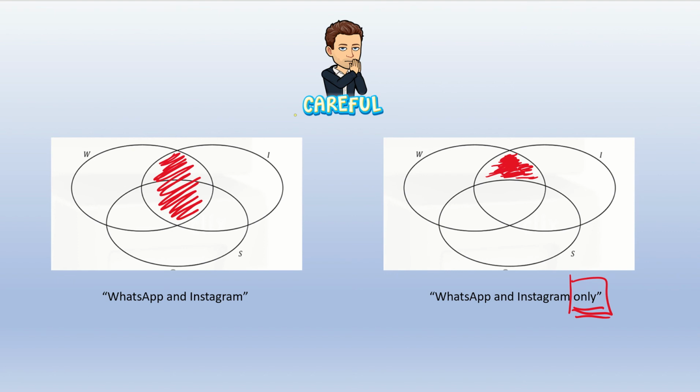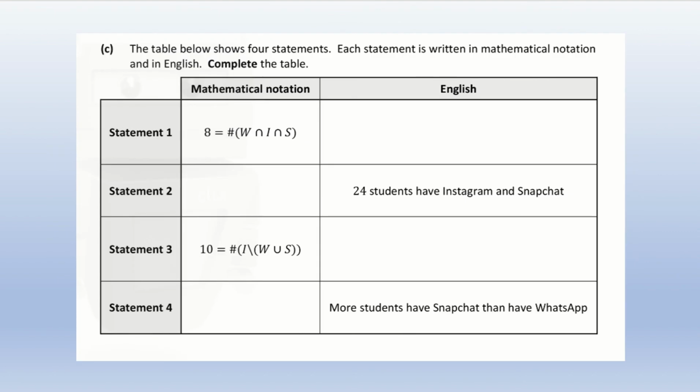Okay, part C of the question asked us to put some context on the symbols in the table and basically convert them from a mathematical equation to what it means in English. So let's just read the question. The table below shows 4 statements. Each statement is written in mathematical notation and in English. So we have to try and basically translate between one and the other. So let's have a look at the first one.